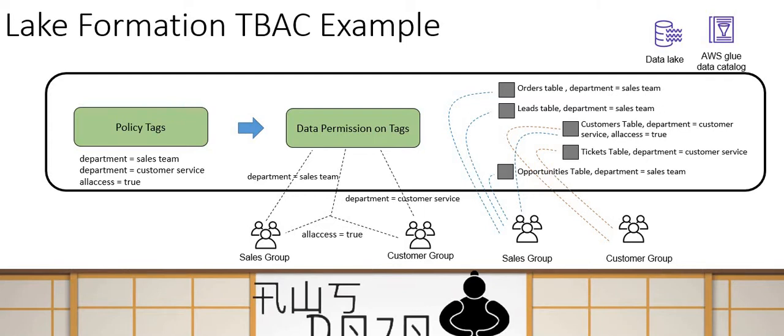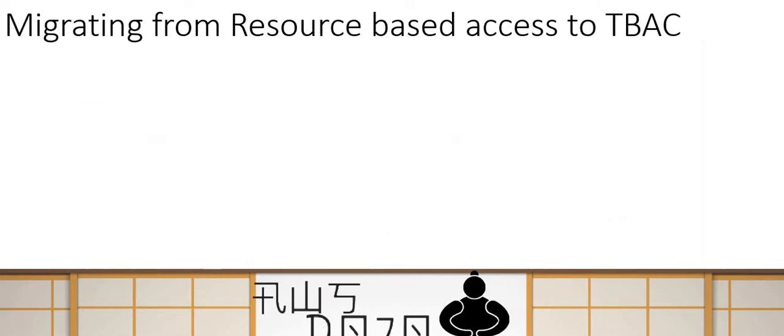Okay. So now the question is: suppose people have been using Lake Formation for quite some time now, and you say, you know what, I already have resource-based access control defined. How do I migrate from resource-based access control to tag-based access control? So how does that migration look like?